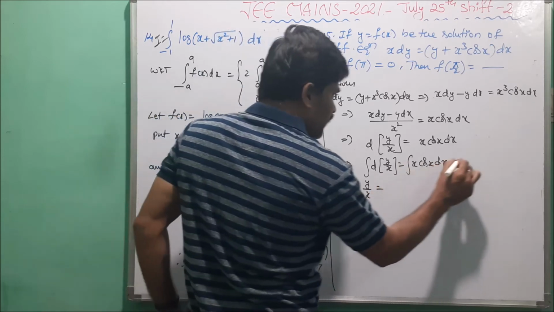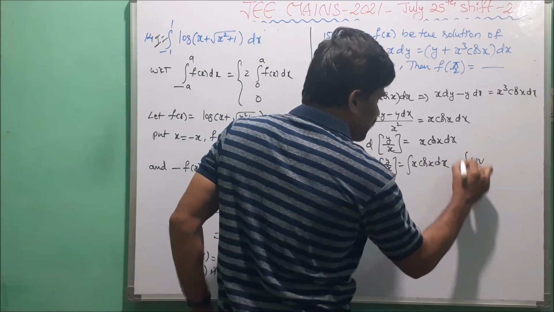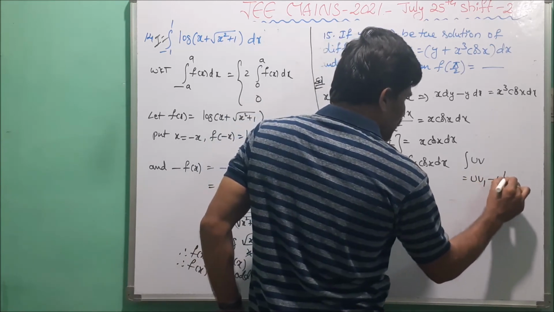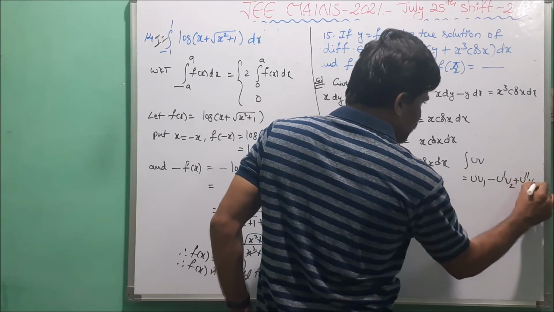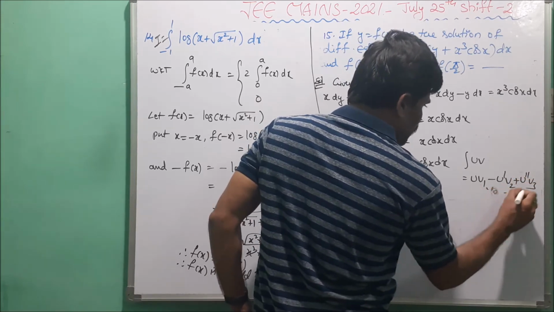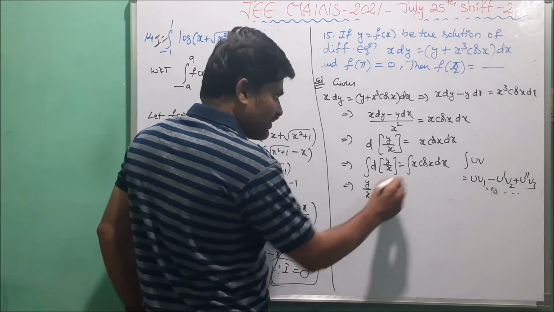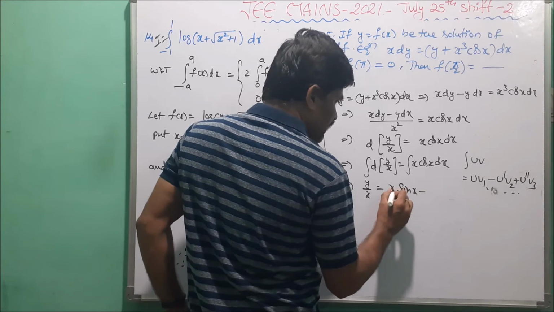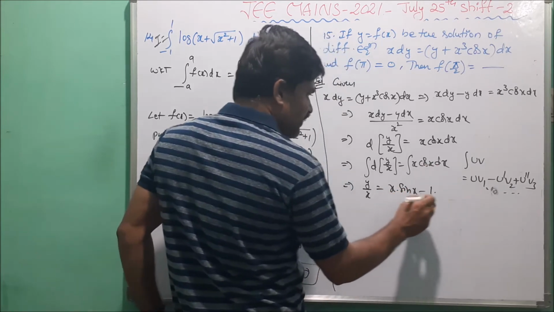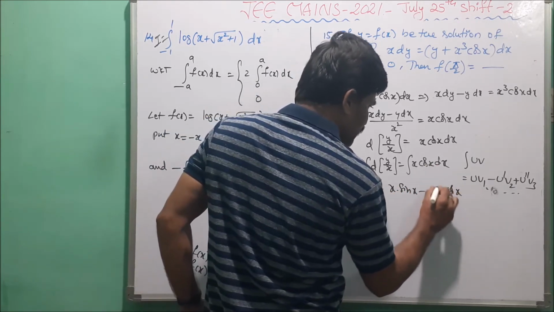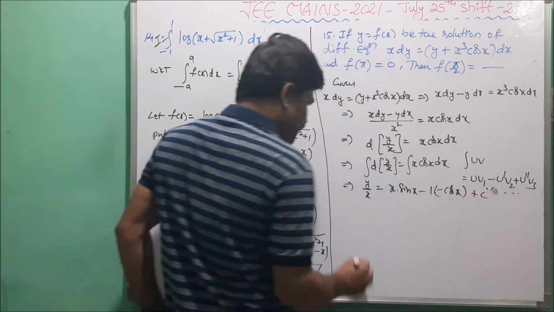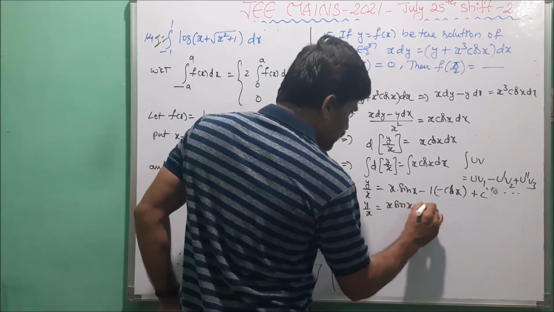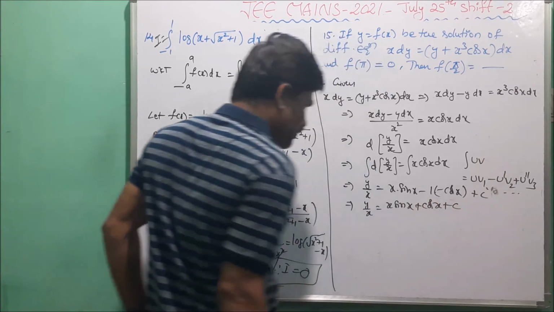Here this is the UV formula: integral of UV equals u into v1 minus u dash into v2 plus u double dash into v3, plus minus, and so on. Using this formula, y by x equals x into integration of cos x, which is sin x, minus the derivative of x, which is 1, into integration of sin x, which is minus cos x, plus c.